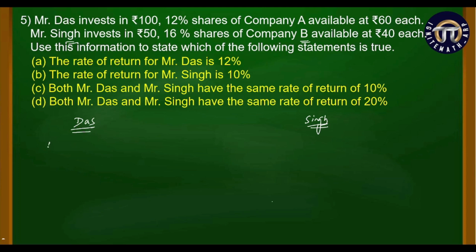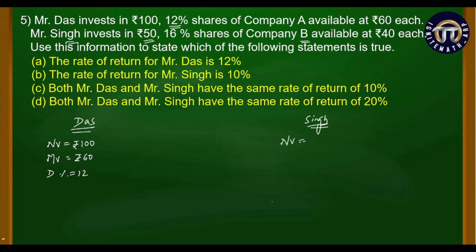Clear? So here he invests in rupee 100 shares. So what does that mean? The NV of a share is rupee 100, available at 60 each. The MV of a share is rupees 60 and the first company is giving a 12% dividend. Dividend rate is 12. Then Mr. Singh, what is he doing? He is investing in rupee 50 shares.